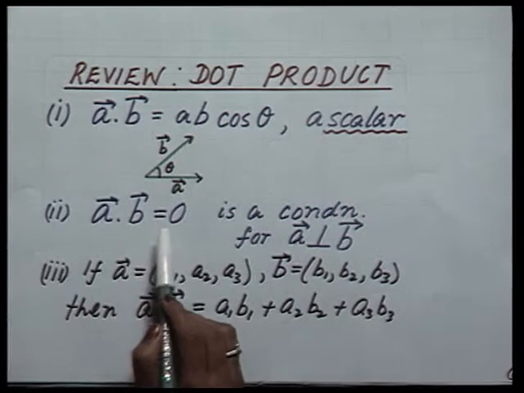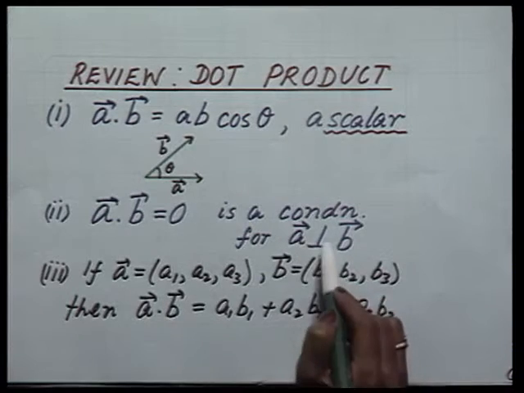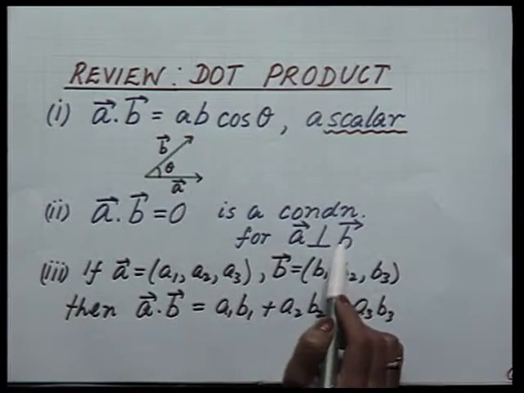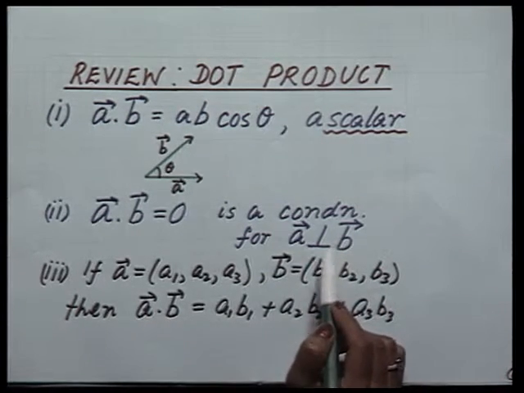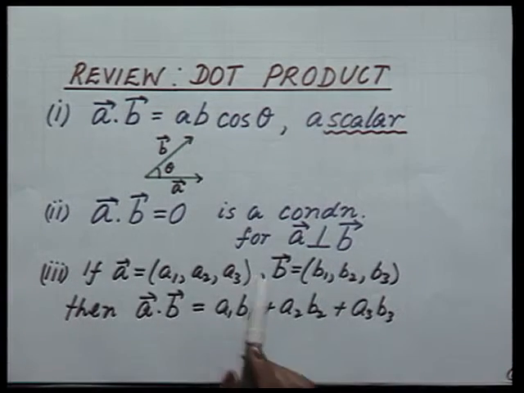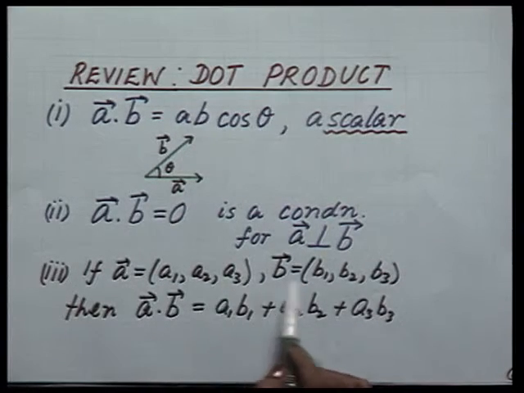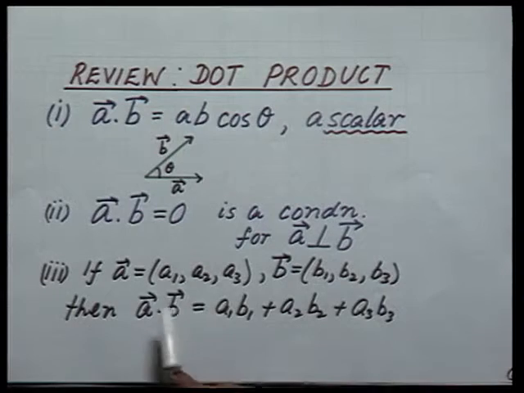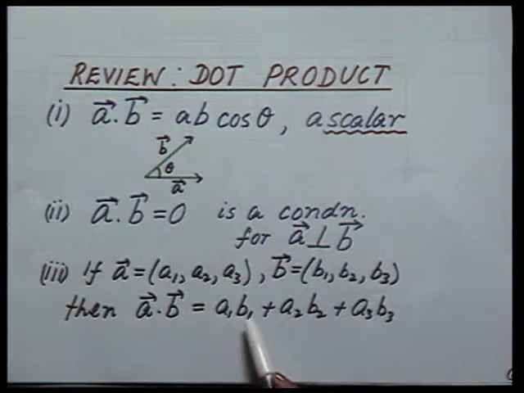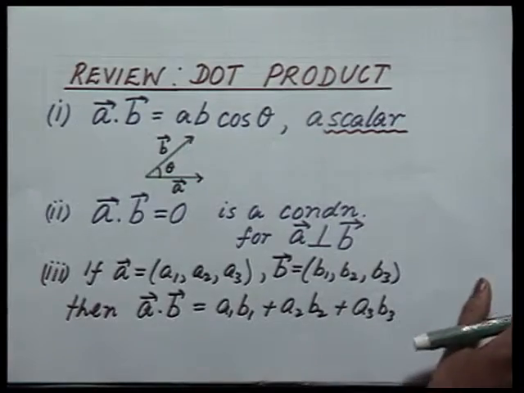Observe that A dot B was a scalar. A dot B was 0 if and only if A was perpendicular to B, a condition for non-zero vectors A and B. And then we had A dot B in terms of the components of A and B, that is A1, A2, A3, B1, B2, B3. A dot B is equal to A1 B1 plus A2 B2 plus A3 B3.